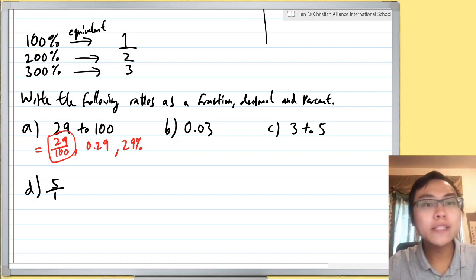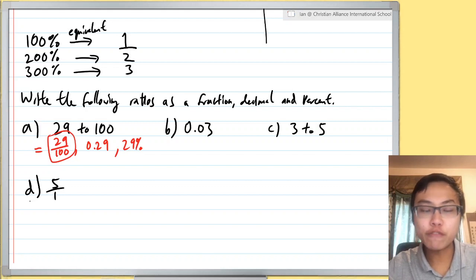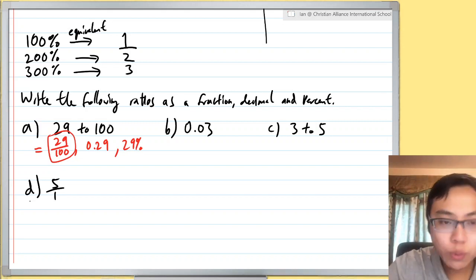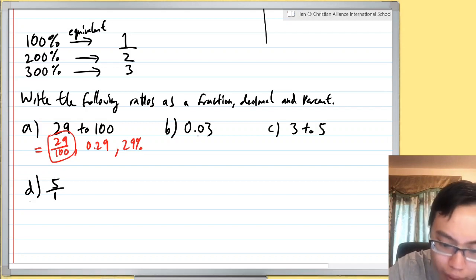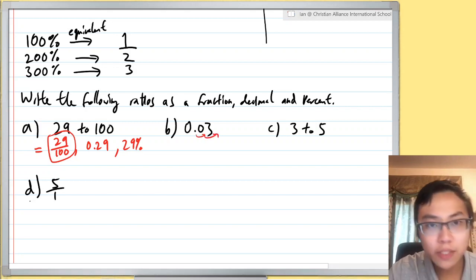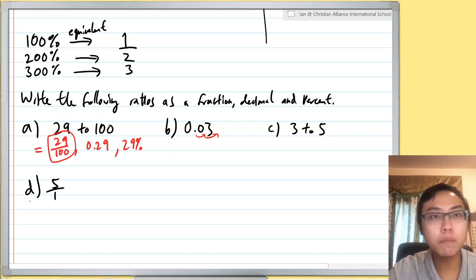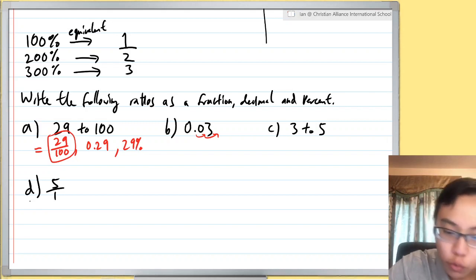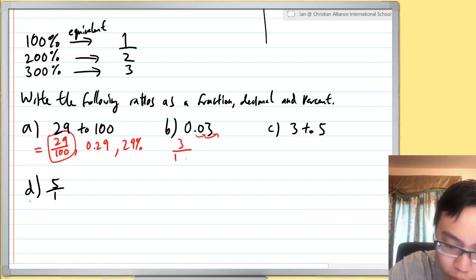B over here, that is already in a decimal. So we need to write this decimal as a fraction. How do we write this decimal as a fraction? Well, we want to get rid of the decimal place because we don't like decimals in fractions. So how do we get rid of the decimal? We need to multiply by 2 places, which is 100. So let's multiply top and bottom. We're changing equivalent fractions into the fraction form. Once we multiply top and bottom by 100, this will now become 3 over 100.